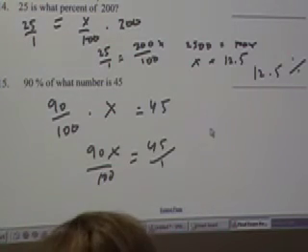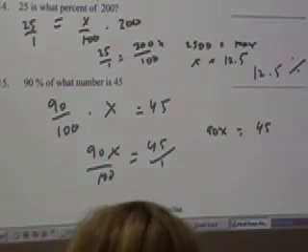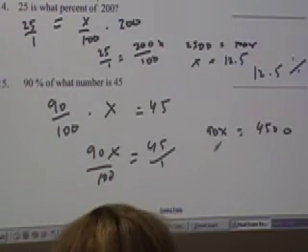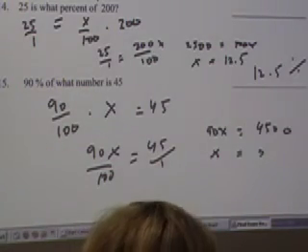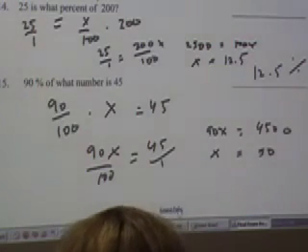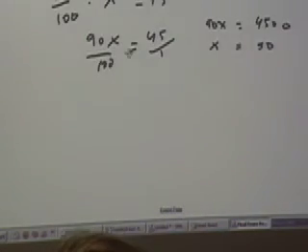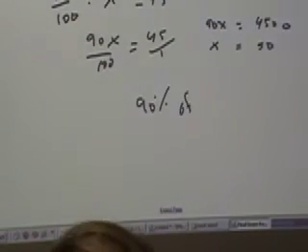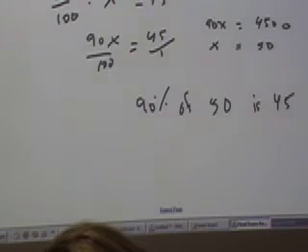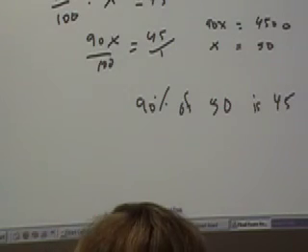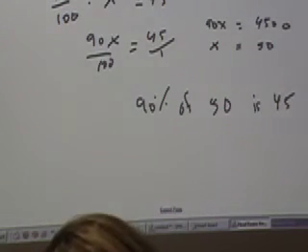Now I cross multiply. I get 90x equal to 4,500. And I divide by 90. I'm not going to do it right on every step because you guys should know this by now. It is equal to 450 over 9, which is equal to 50. And that is making sense, I hope. 90% of, always write it out, of 50 is 45. And it does make sense, okay? 90% of 50 is 45. I like that. It makes sense to me.